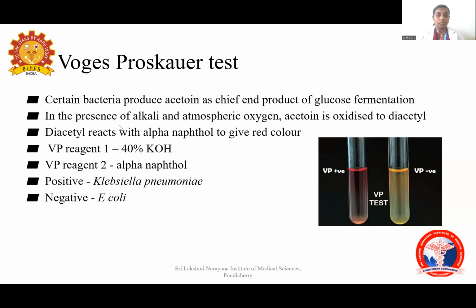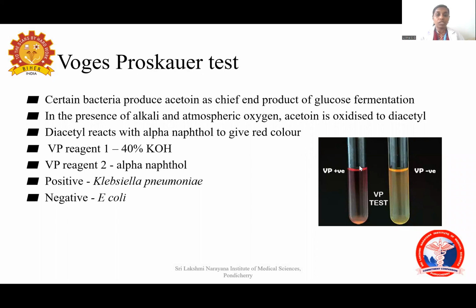The principle of this reaction is that certain bacteria will produce acetoin as the chief end product of glucose fermentation. In the presence of alkali, provided by VP reagent 1, that is 40% KOH, and atmospheric oxygen, this acetoin is oxidized to diacetyl. This diacetyl will react with VP reagent 2, alpha naphthol, to give a red color. That is how the color is formed in the VP test.